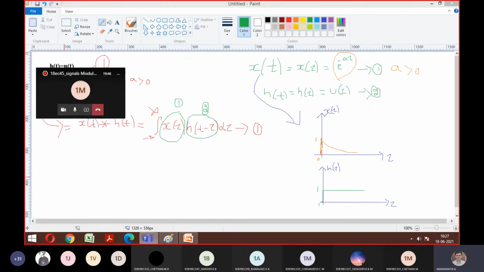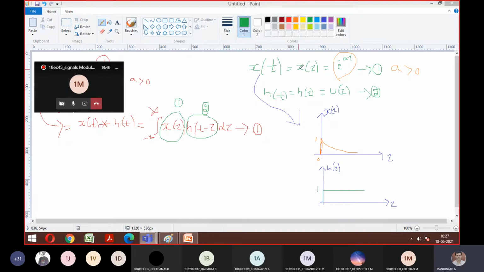Okay. So now look at the formula. Once we wrote x of tau and h of tau, compare this with the formula. If you look at the formula, x of tau you already plotted. So x of tau is plotted. Now look at this h of t minus tau. We have only h of tau. So what values of t I am supposed to take to plot h of t minus tau is the question. We can have three different cases.